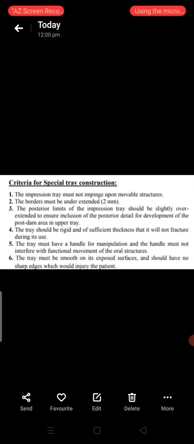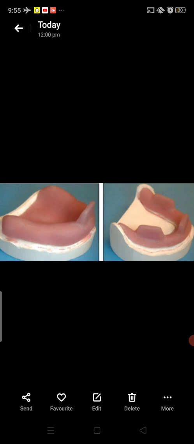Now come to the criteria for special tray construction, I mean how we create a special tray. For special tray construction, there is a criteria which has 6 points. Number 1, the impression tray must not impinge upon movable structure of the oral tissue. Second, the border must be underextended by 2 mm.